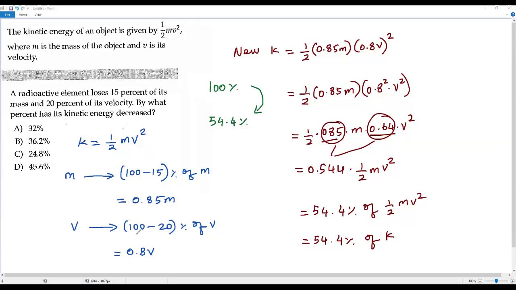54.4%. So what percentage has it decreased from the original kinetic energy? We have to subtract 54.4 from 100. When I do it, I'll be getting 45.6. So the decrease is going to be 45.6%. So when the radioactive element loses 15% of its mass and 20% of its velocity, it decreases its kinetic energy by 45.6%. So the correct answer choice for this question is option D.